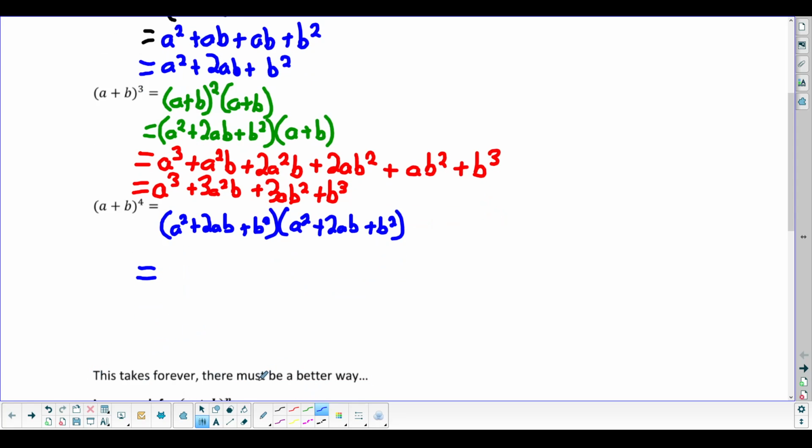So there has to be a better way. And there is a better way. So I'm going to write out the expansion for this, and then we'll talk about it. What happens if you expand this and collect like terms is you get this.